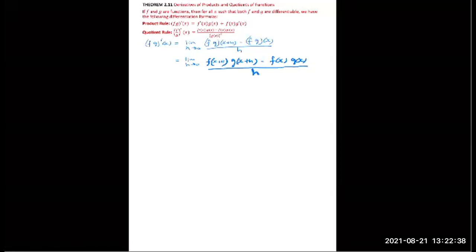Now by definition of the product of two functions f and g, f times g of x plus h is the same as f of x plus h times g of x plus h. Again, this is something that you learned from your pre-calculus class. This is basically how you define the product of two functions f and g. Similarly, here f times g of x is the same as f of x times g of x.